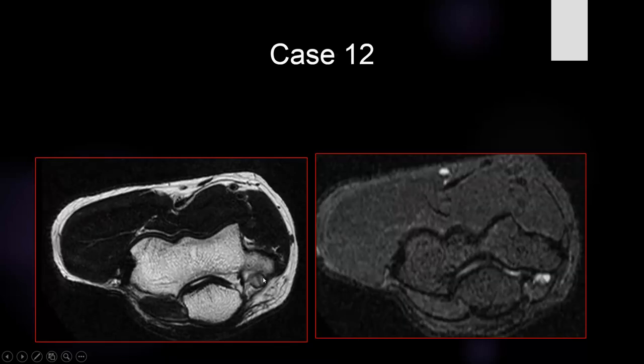Okay, in this slide we can see the high T2 and STIR signal of the ulnar nerve in the cubital tunnel, and the increase in the girth of the nerve. So this is an ulnar nerve neuropathy or cubital tunnel syndrome.